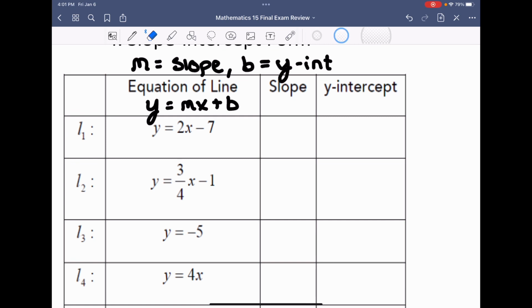Okay, so first one, our slope is our m value. Our slope is just the one attached to the x. It's 2. Our y-intercept, that's the one on its own. It's the constant term, so it is negative 7. We go on to the next example. It's 3 and 4, which is our slope because it's attached to the x. It's the coefficient of the x. And then our constant term is the negative 1.